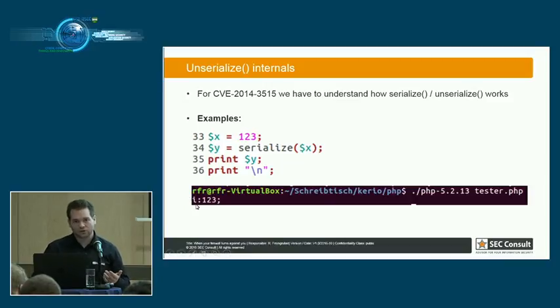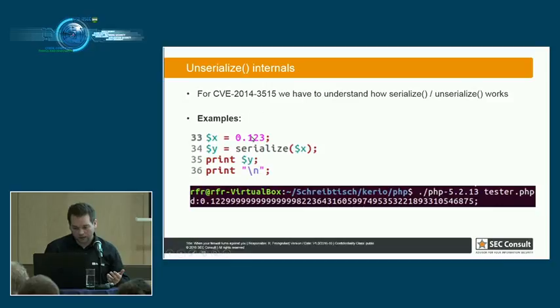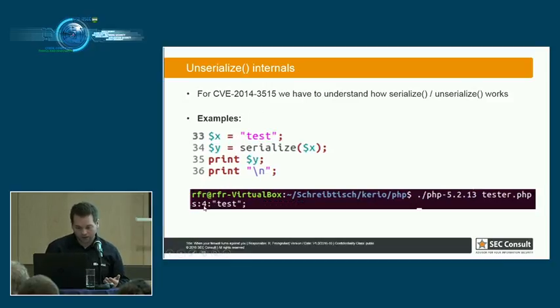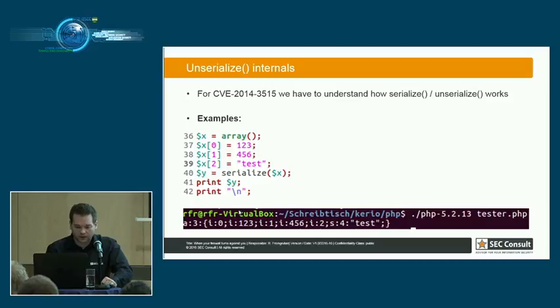The first character just tells me the data type, i for integer, then we have a colon, and then the actual value, 1, 2, 3. The same applies for double values. We have just here d for double and then the value, or for strings, s for string, then we have the length of the string, and then the string itself. You can even take a little bit more complex stuff like arrays.